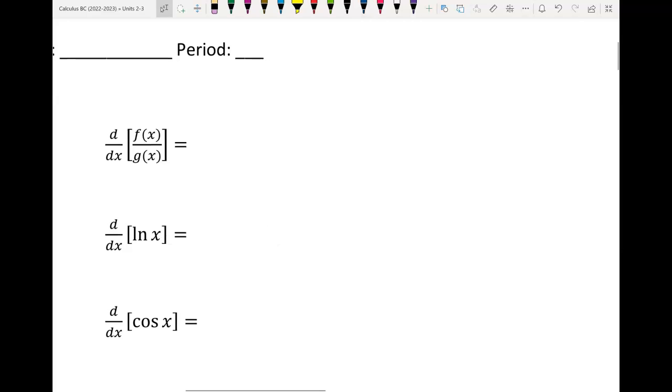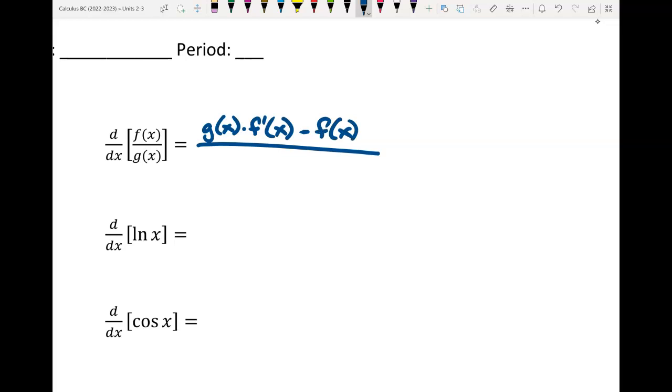All right, over here is our quotient rule. That's our low d high minus high d low over low low. If you remember it that way, great. If you don't, then whatever way you have to remember the quotient rule, that's what you want to use. So low d high minus high d low over low low, so low squared.